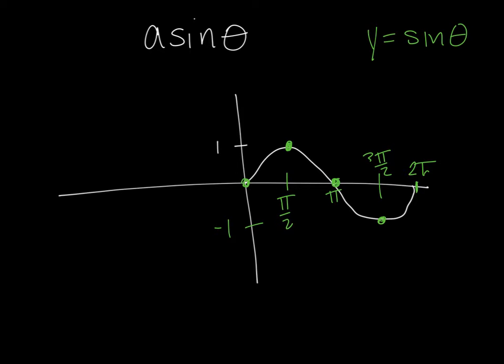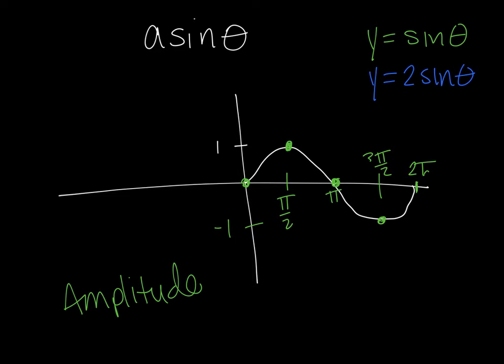Now, if I wanted to change how high or how low it went, what I would do is change what we call the amplitude. The amplitude is telling us what our max is going to be and what our min is going to be. In order to do that, I'd multiply by a number in front. So let's just say I want y equals 2 sine theta.